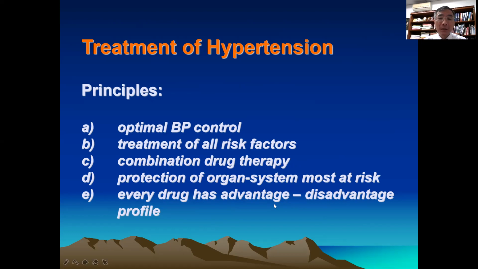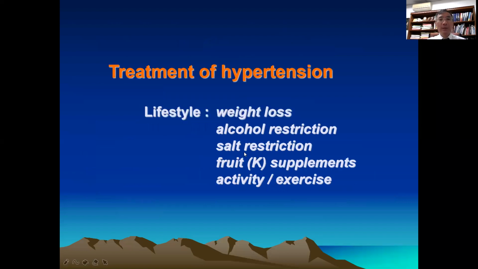We have to remember that there is no magic bullet. Every drug has its advantages and specific disadvantages. And finally, while we reach optimal blood pressure control, we must remember, because of the disadvantages of the drugs, we do not want to seek too low blood pressure levels, and we should not try to normalize the blood pressure level to below 120 by 80. Reaching below 140 by 80 or 130 by 80 should be adequate.